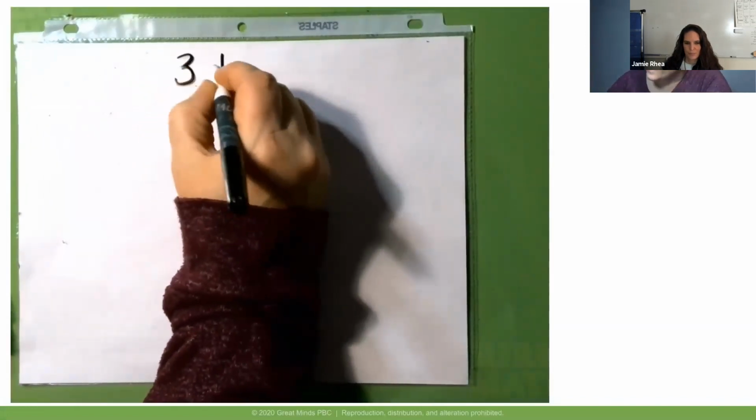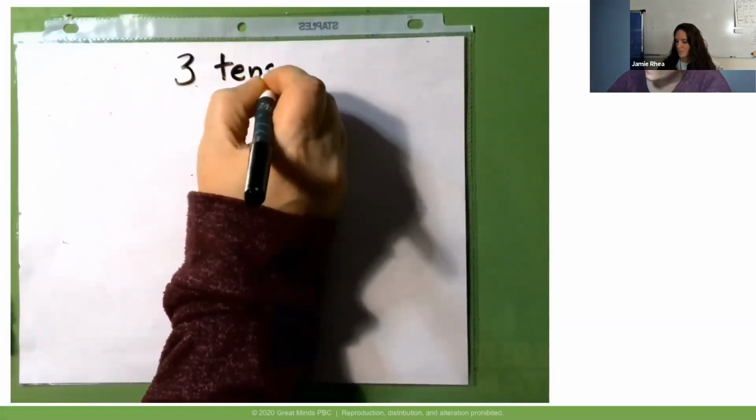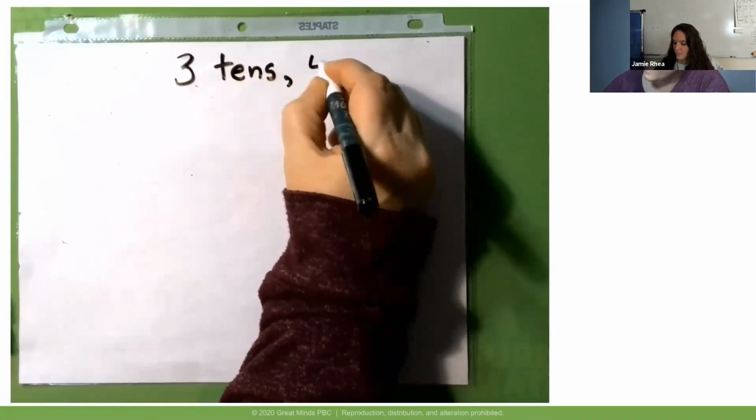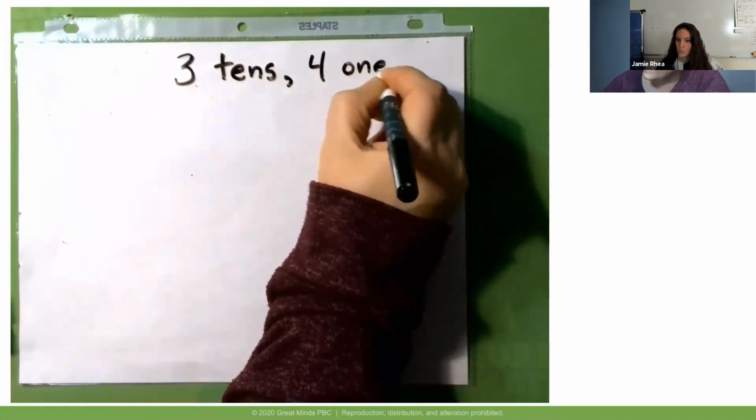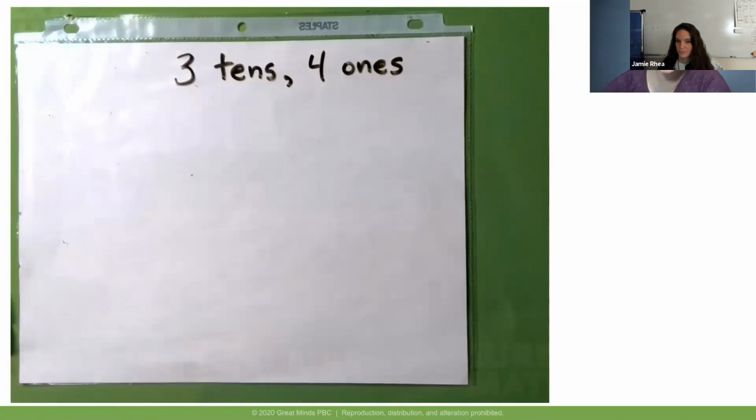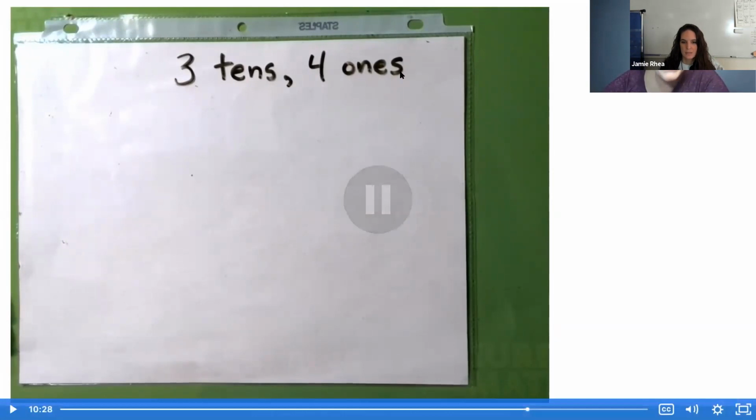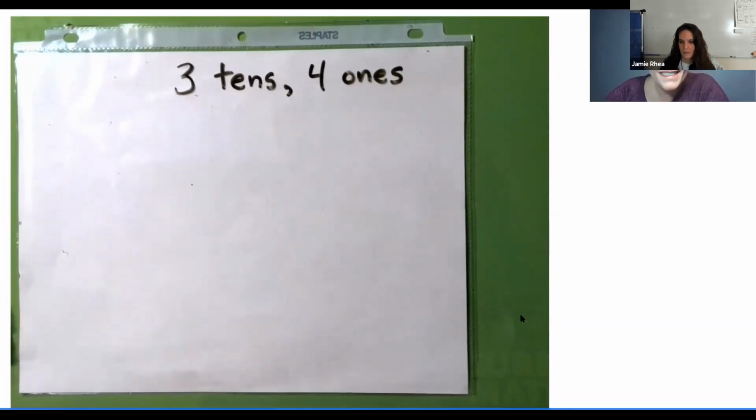This time, I want you to show me 3 10s, 4 1s with your linking cubes. And then make a number bond to show the parts that you add together to make the total. Okay. Push pause now. Let's go to mine.